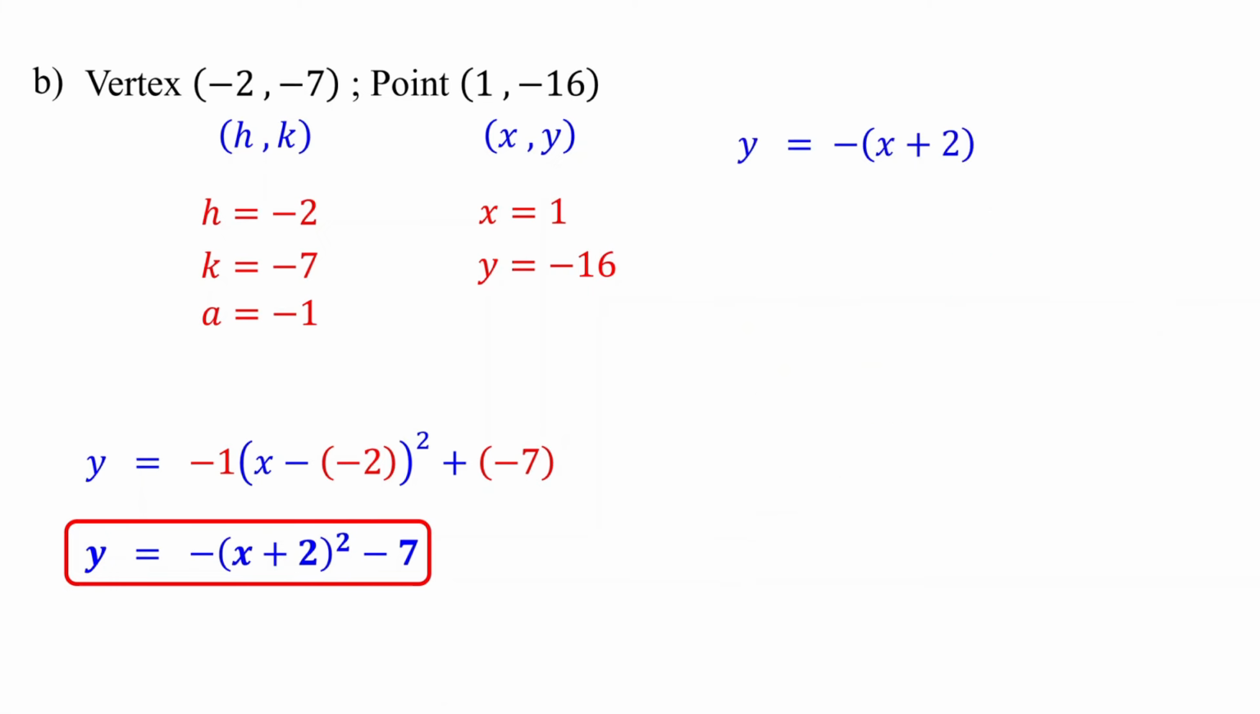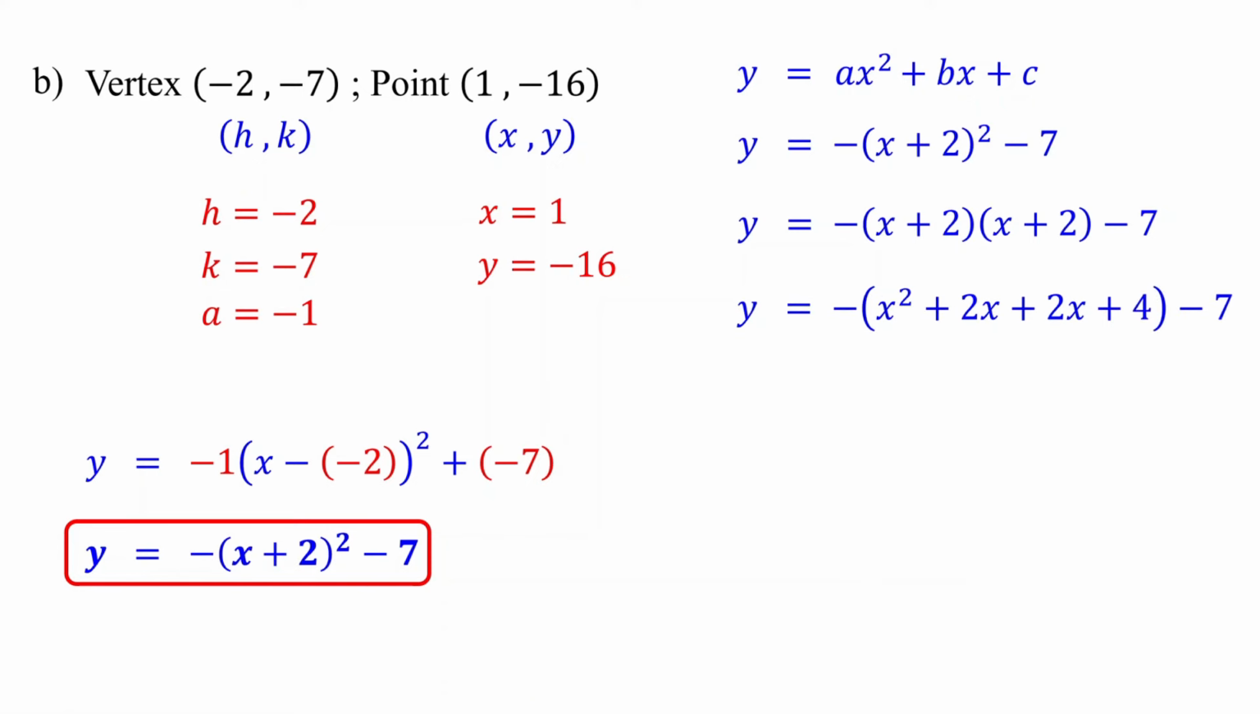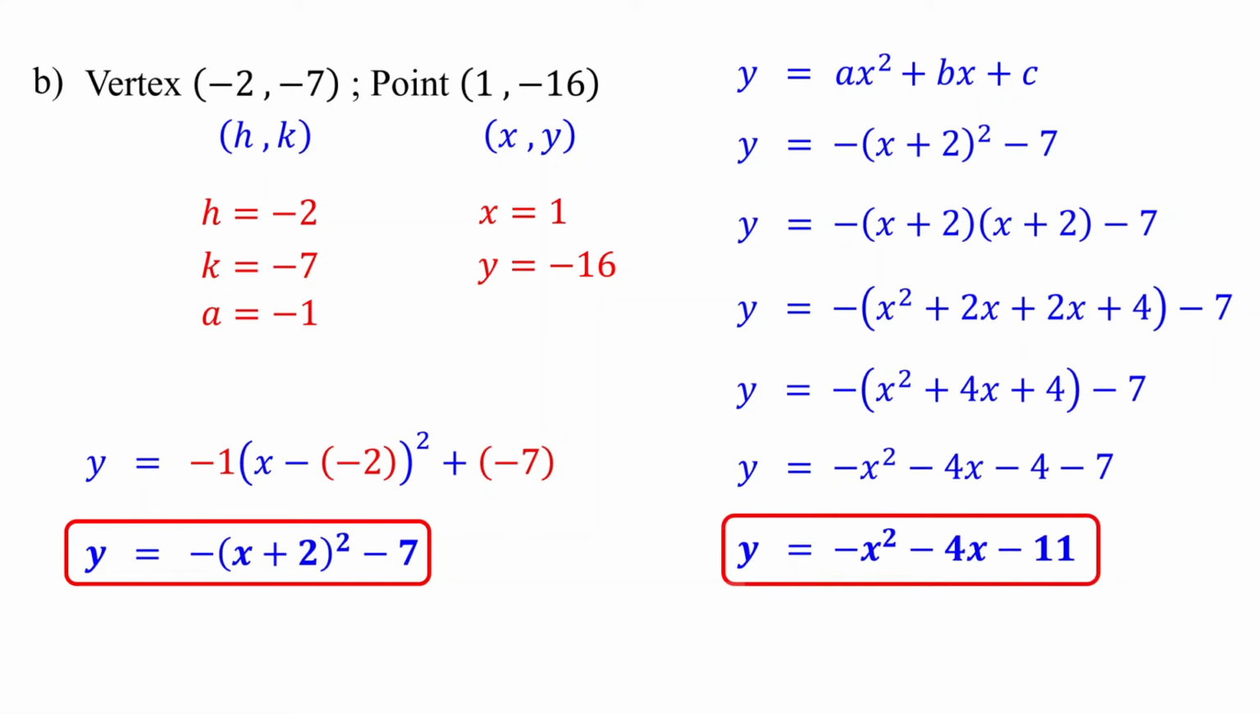Now, to convert the vertex form to standard form, simply FOIL and simplify, just as we did in the previous example. This is the equation of the quadratic function in standard form.